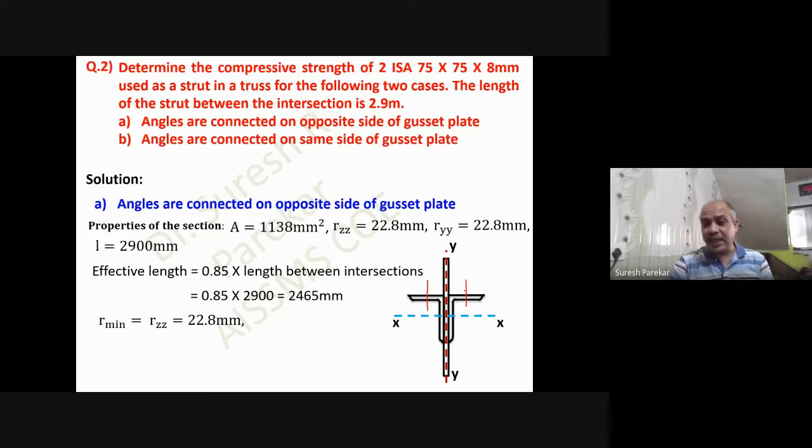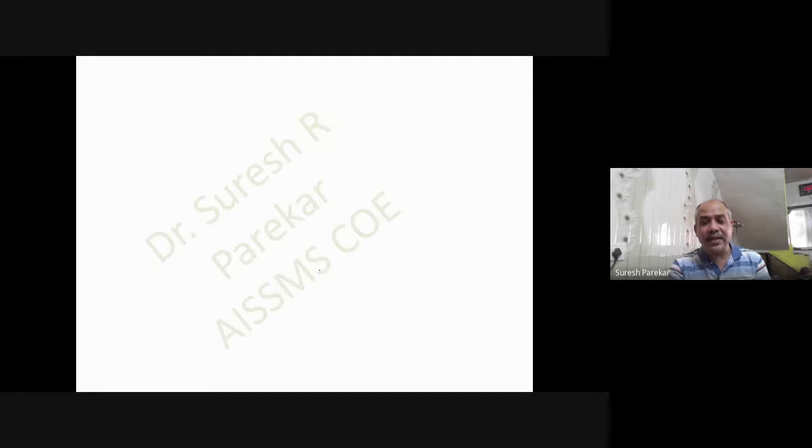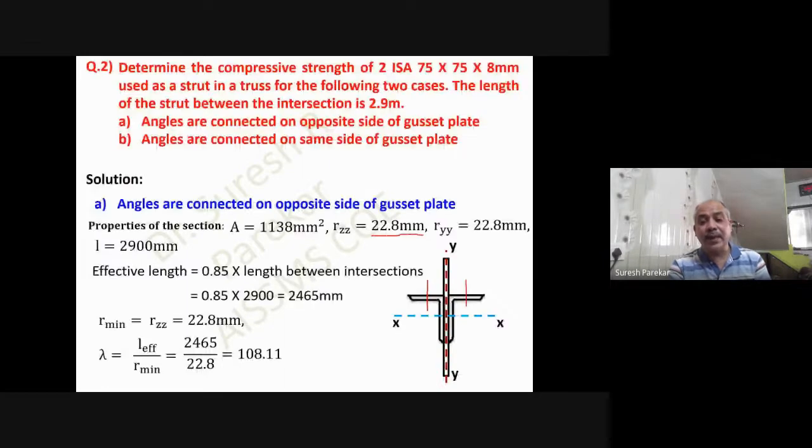Now, when we have a single angle section, I need not calculate ryy of the whole, because my ryy of the whole is guaranteed to be greater than your rzz value, because we are going to add A h squared in your Iyy, and therefore my rzz is always going to be the minimum when I talk about an equal angle section. And then consider r minimum as rzz. We have calculated the value of lambda.